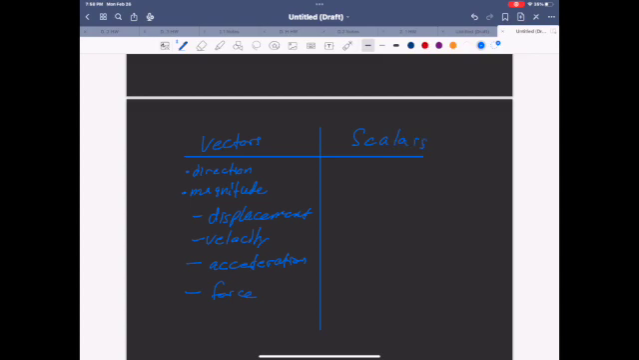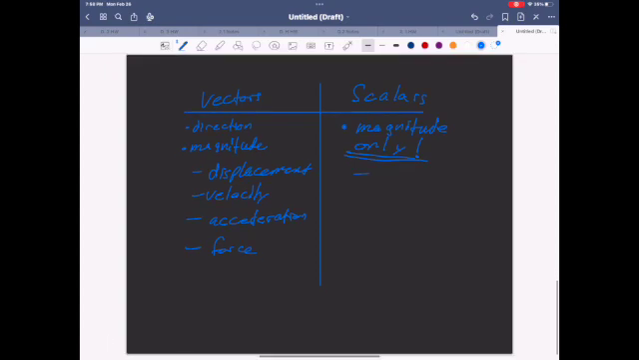Scalar quantities are dependent on magnitude only. Some examples include distance, speed, time, and energy.